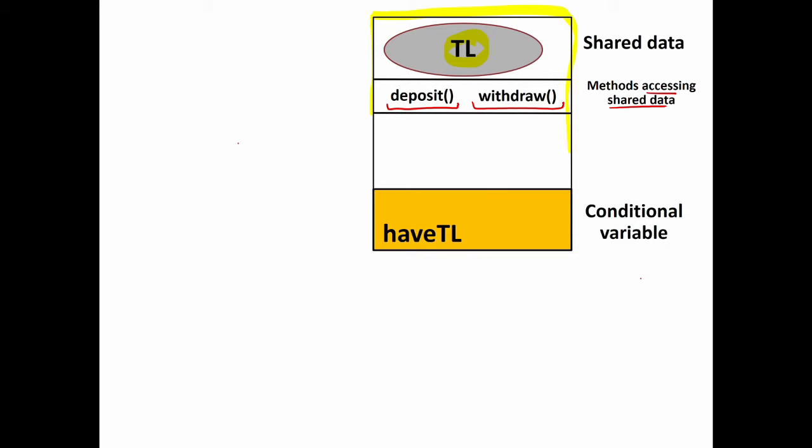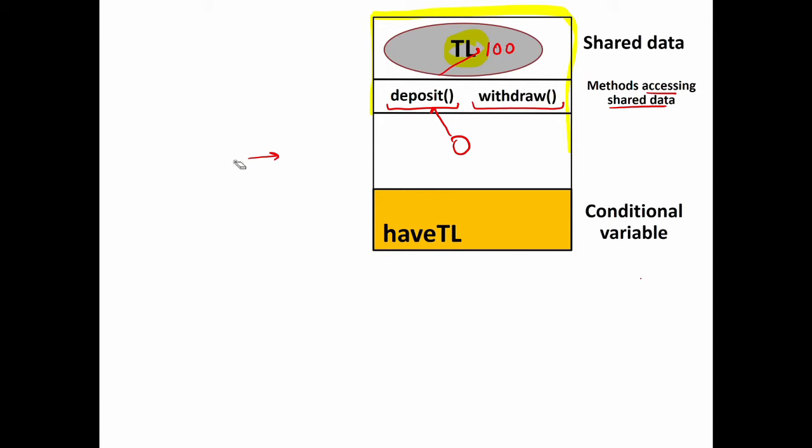I will draw the thread as somebody's head. Imagine this is a bank. This guy comes in and there's no one else, so he gets in here. He gets in because he wants to use one of the methods. So he says, let's deposit some money, and let's say initially it was 0, so we put 100 lira.